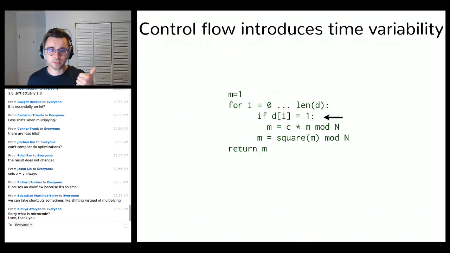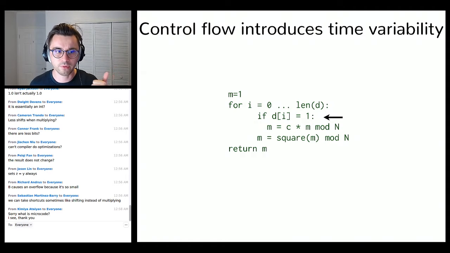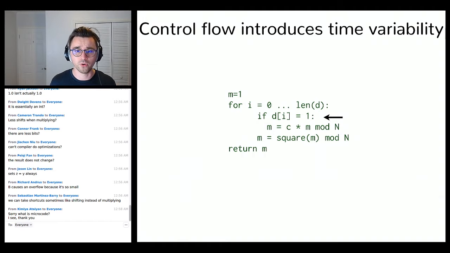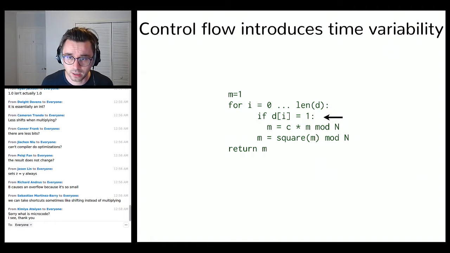Okay, so data dependent timing is a problem, right? That's timing variability of instructions. The other one is control flow, right? Here I have pseudocode for RSA.